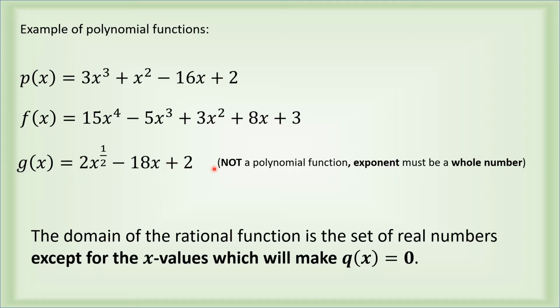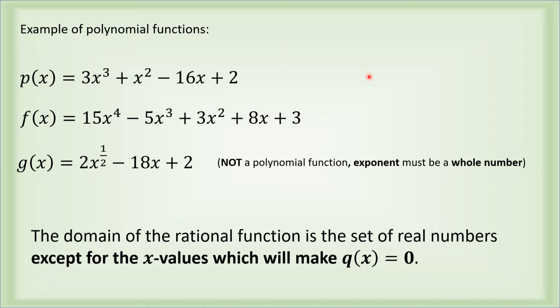Okay, so this is not a polynomial function because the exponent 1 half is not a whole number. It must be a positive whole number to tell that it is a polynomial function. Take note, 1 half is a rational number. It has a fraction and it is not a whole number, so therefore it is not a polynomial function.